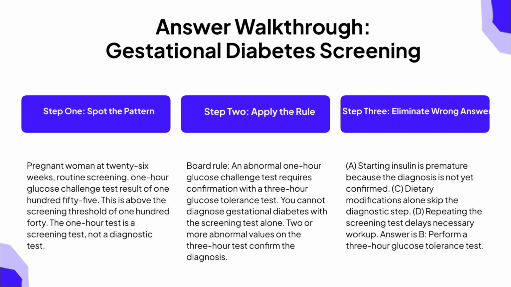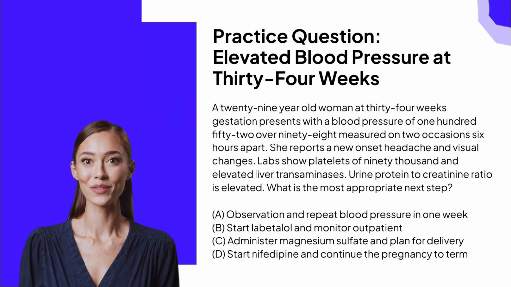Repeating the screening test in 4 weeks inappropriately delays the workup. The correct answer is B. Perform a 3-hour glucose tolerance test. Here is our second practice question.